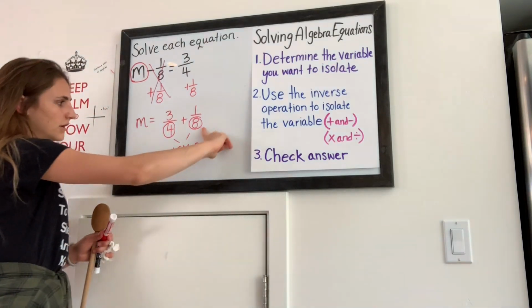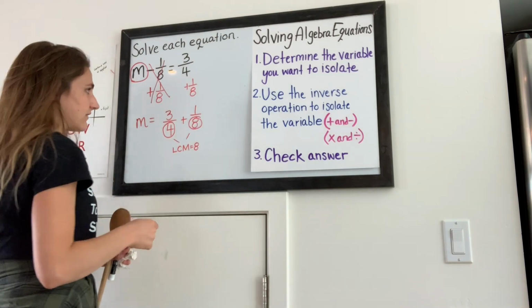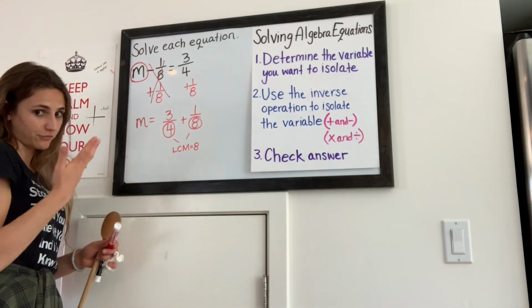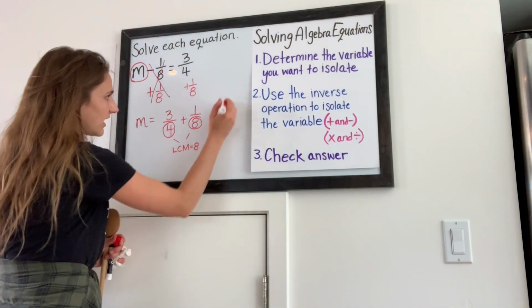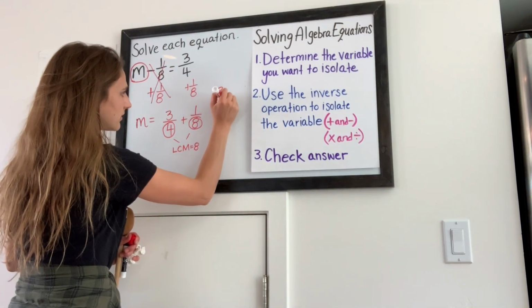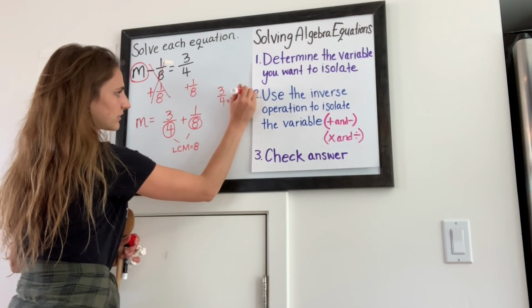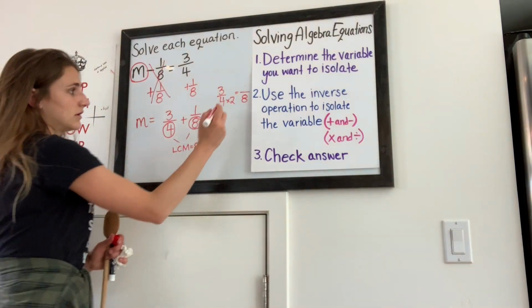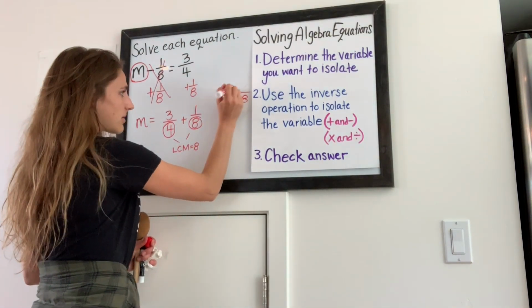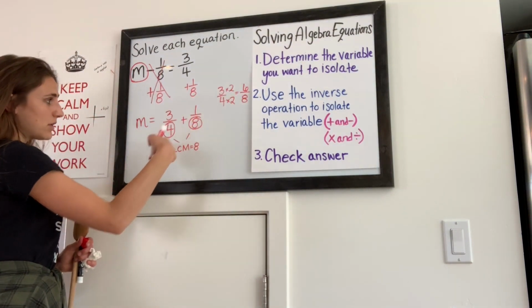So for this number, 1 over 8, my denominator already is 8, so that makes my life easy. However, 3 over 4, my denominator is not 8, so I'm going to use multiplication. And if I take 3 over 4 and multiply my denominator by 2, it would give me a denominator of 8, which is what I want. Whatever I do to the denominator, I have to do to the numerator. So now I have 6 over 8, okay? So now we can plug this in.